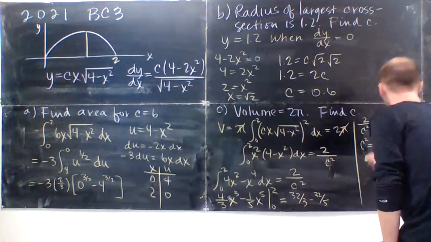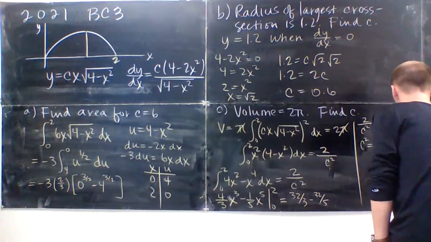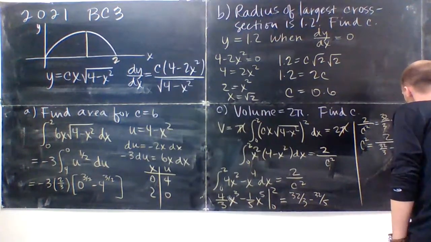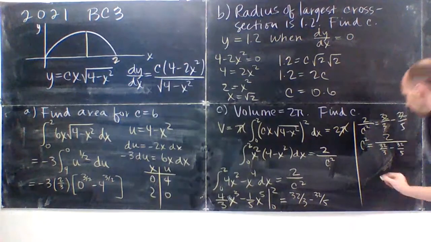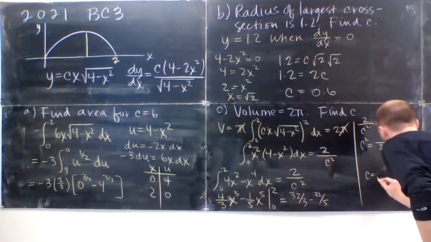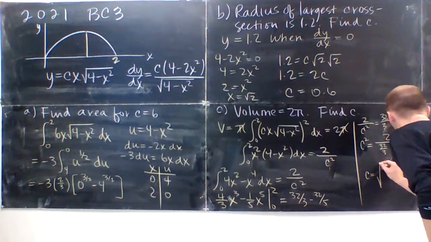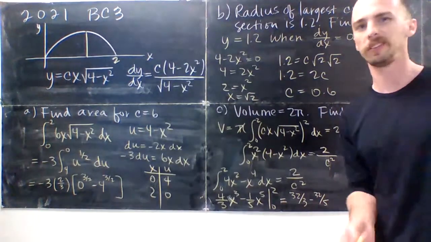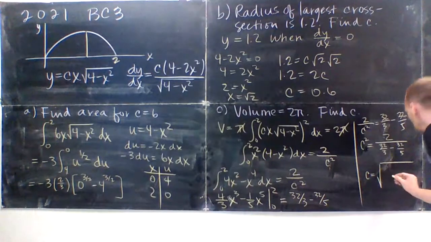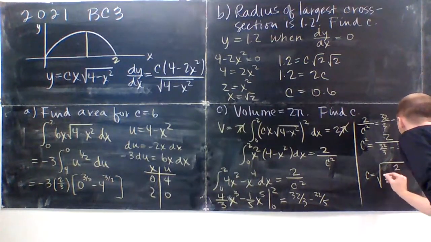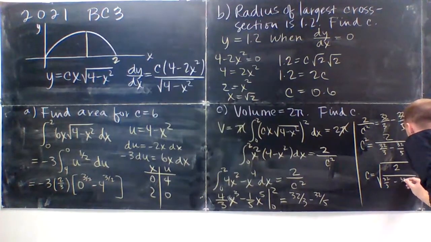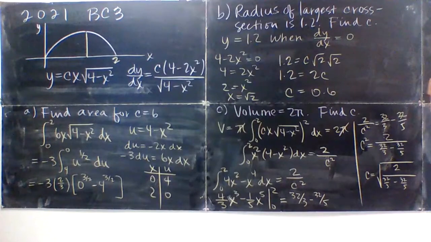And so I would say that c squared is going to be 2 over 32 over 3 minus 32 over 5. And so c was equal to, now I'm only interested in the positive square root because if you go back to the fine print in the statement of the question, they say c is a positive constant. So 2 divided by 32 thirds minus 32 fifths.